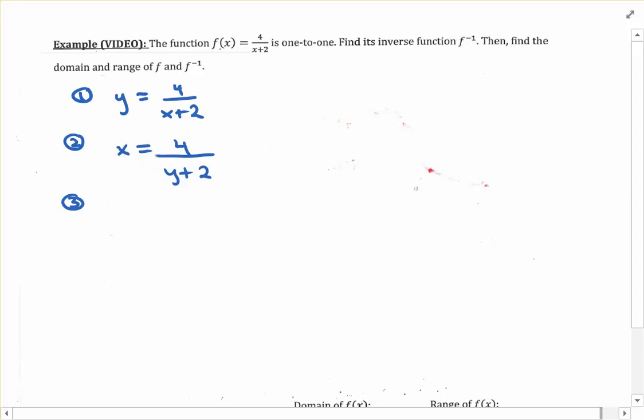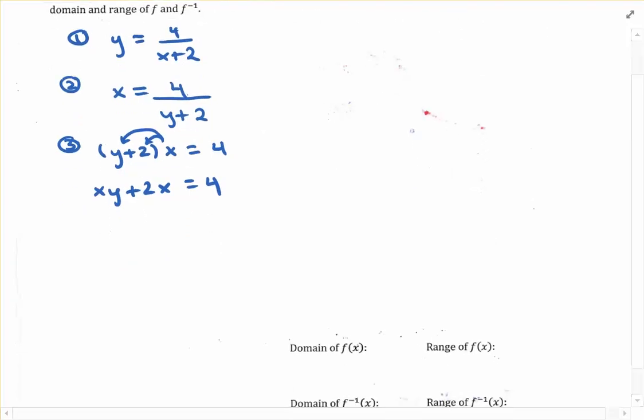What you'll want to do is go ahead and multiply both sides by y plus 2. On the left, you'll have quantity y plus 2 being multiplied to x, and on the right, we'll just have 4. What I would do from here is go ahead and distribute the x to clear parentheses. We get xy plus 2x equals 4.